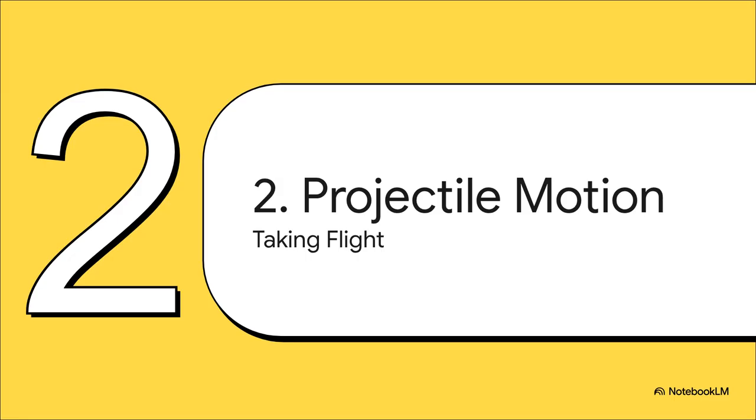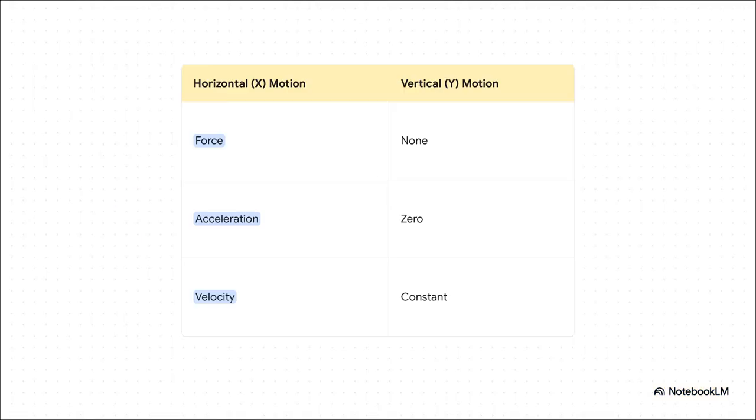Okay, so we've covered going straight down and going down at an angle. Now for the really fun part. Let's give our object a good sideways push and watch it fly. Welcome to the world of projectile motion. The secret to understanding how a projectile moves is to realize it's actually two different stories happening at the exact same time. Seriously. First, you have the horizontal story.